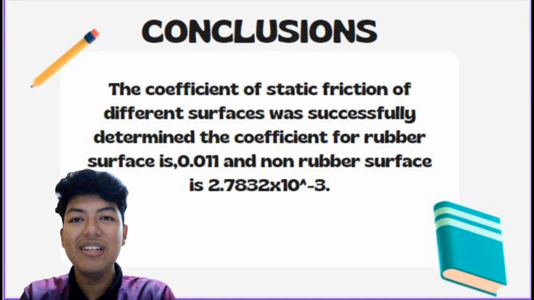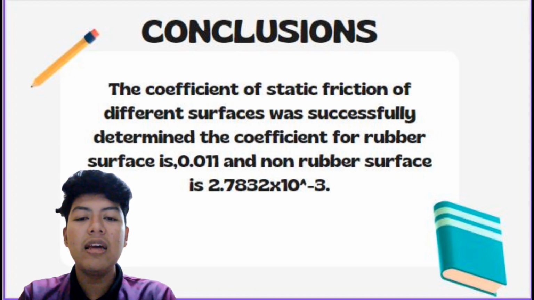For the conclusion, the coefficient of static friction of different surfaces was successfully determined. The coefficient for the rubber surface is 0.011 and for the non-rubber surface is 2.7832 multiplied by 10 to the power of negative 3.